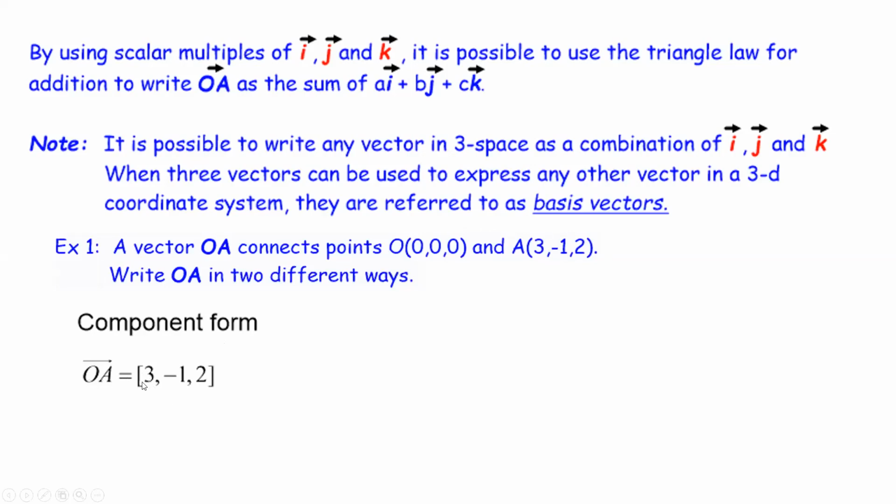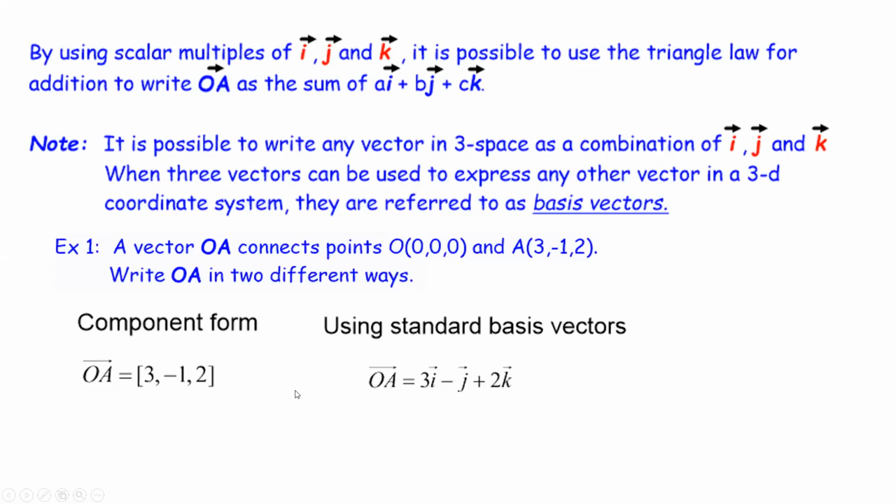So here are the components. It's 3, minus 1, 2. It's the same thing as the point itself. You're going from 0, 0. So if you wanted to think of it in terms of subtracting to get the position vector, then you're subtracting 0 from all of these points. So it'd be like 3 minus 0, minus 1. So it's still going to be 3, minus 1, 2. So that's why this represents the component form of vector OA.